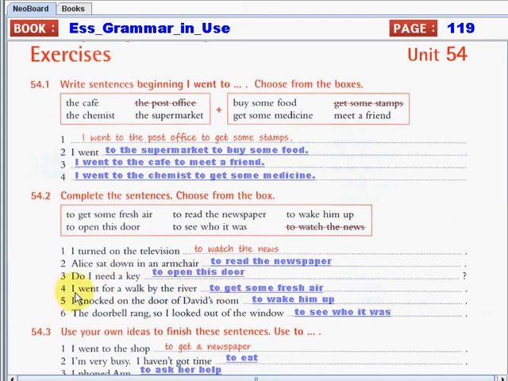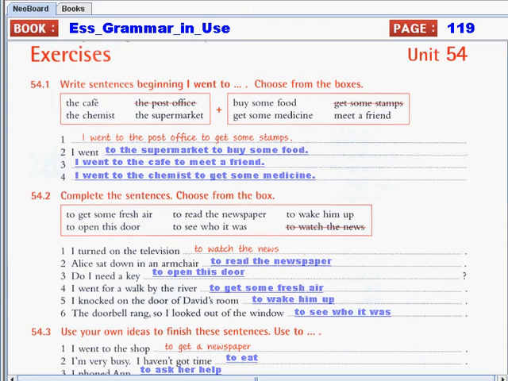Number 4. I went for a walk by the river. So the word river. What can you do with the river? Is it fresh air, newspaper, see who it was, wake him up, or open this door? Okay, very good. That is to get some fresh air. I went for a walk by the river to get some fresh air.